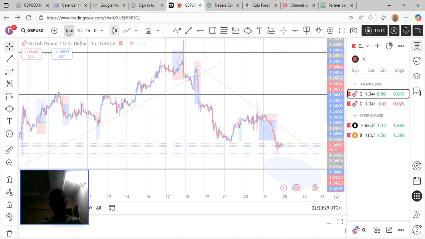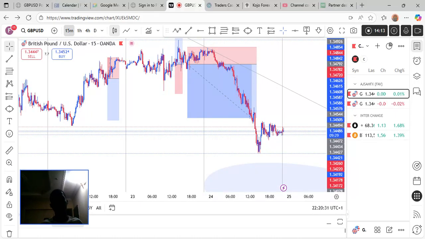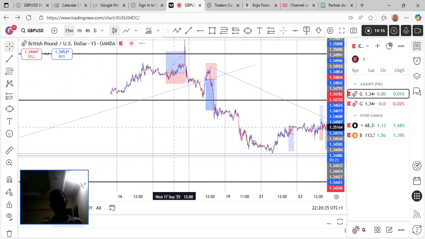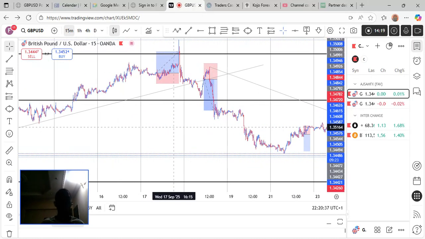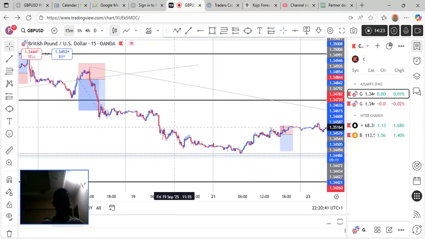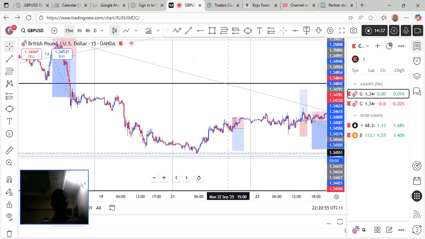Going down to the 15-minute time frame, that is where I actually get my trade entry. Don't forget on the daily time frame and the 4 hour time frame, I marked out zones that I'm expecting the market to come to. Zones that the market has respected multiple times, and I'm expecting the market to come back there in the future to respect those zones.